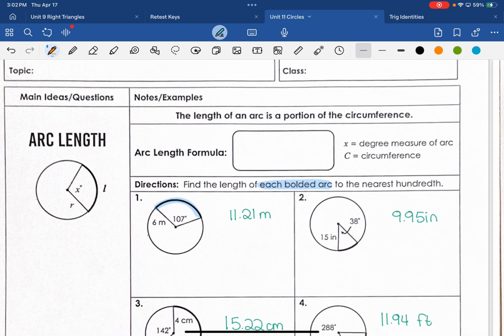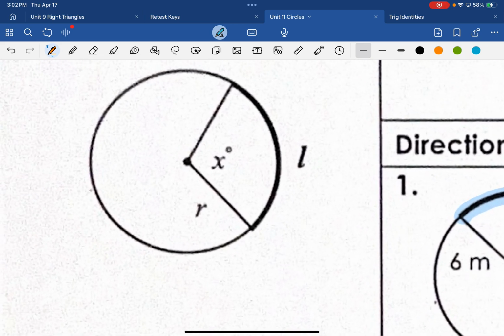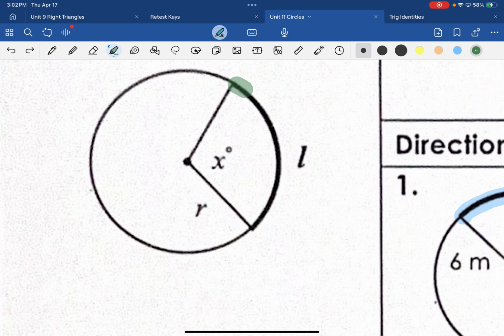We're going to go right here to arc length. So we talked about how we have arc measure, where you're trying to figure out the width. And then we have arc length, where we're actually finding the length of the circle. We talked about this the other day. If I go all the way around a circle, what is that called? That's your circumference. But when we're finding arc length, we're finding a piece of the circumference.